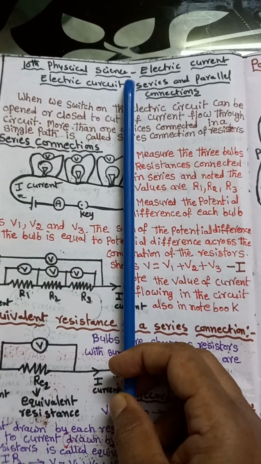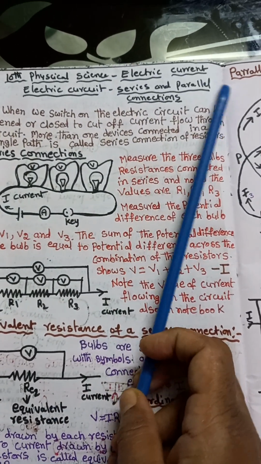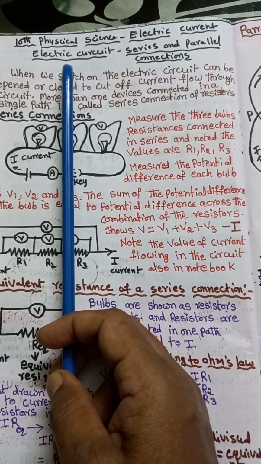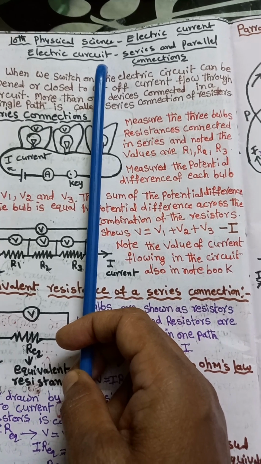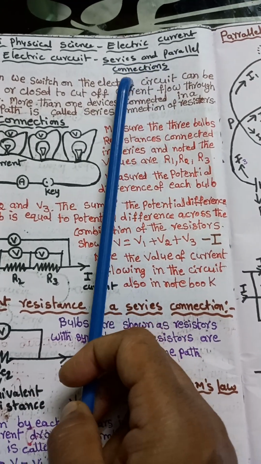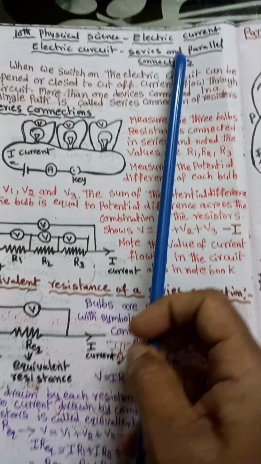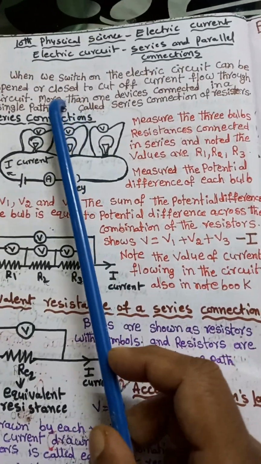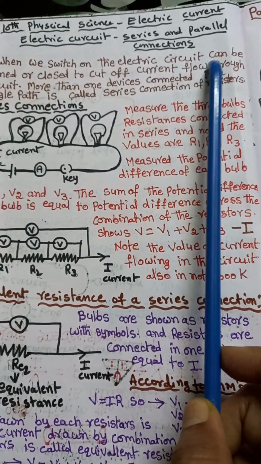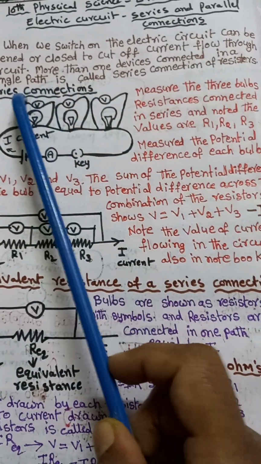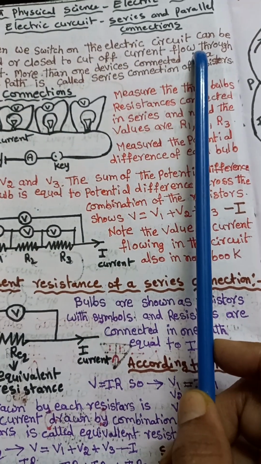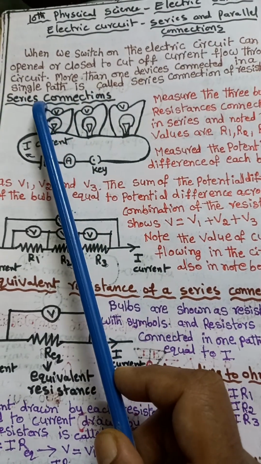Physical science, electric current. Today we are going to learn about the electric circuit, series and parallel connections. When we switch on, the electric circuit can be open or closed to cut off the current flowing through the circuit.